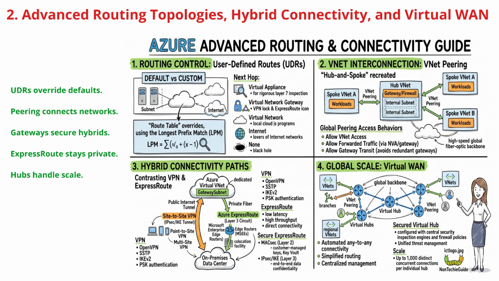When connecting separate networks in the cloud, VNet peering links them over a high-speed backbone without ever touching the public internet. But what about connecting back to your physical data center? You have two choices. A VPN gateway scrambles your data through an encrypted tunnel over the public internet. Or, for maximum speed and security, ExpressRoute gives you a dedicated private fiber circuit that bypasses the internet entirely. Finally, for massive environments, Virtual WAN unifies everything into a centralized, meshed hub that automatically connects thousands of branches and remote users.